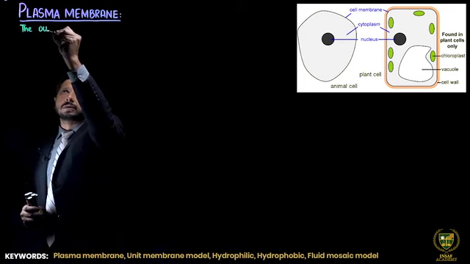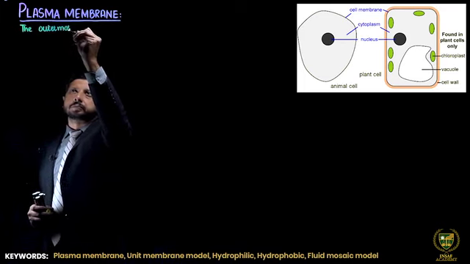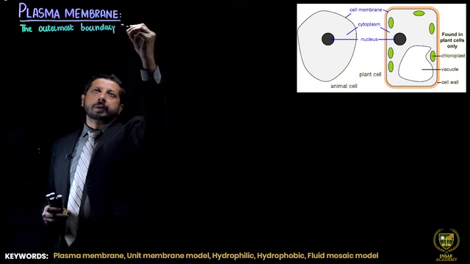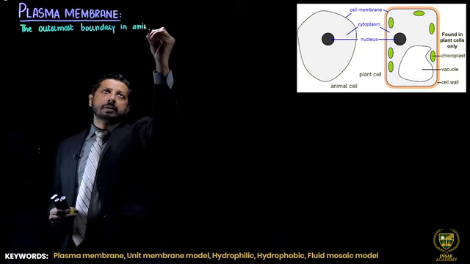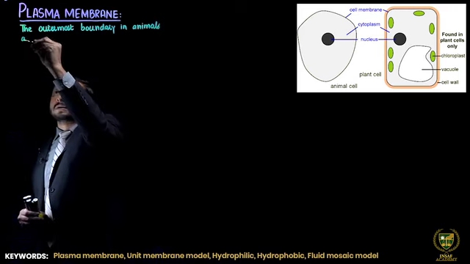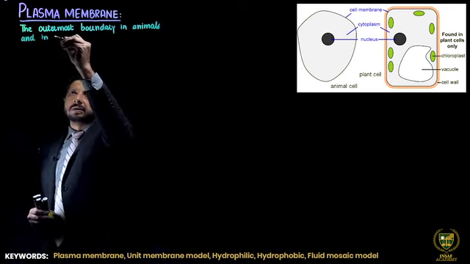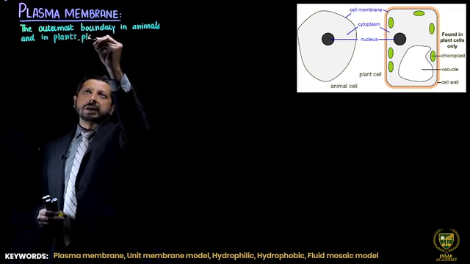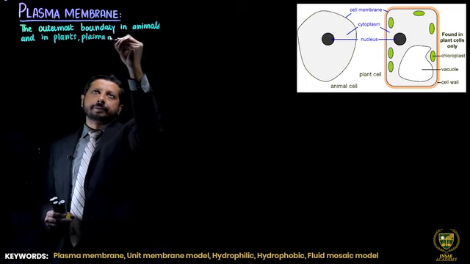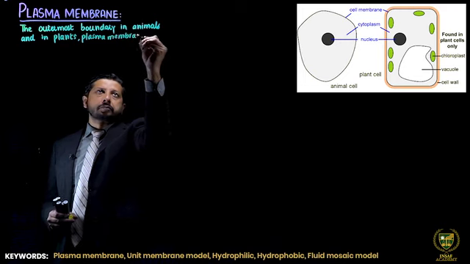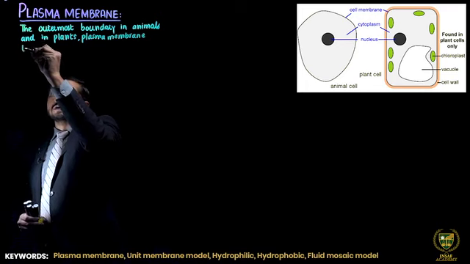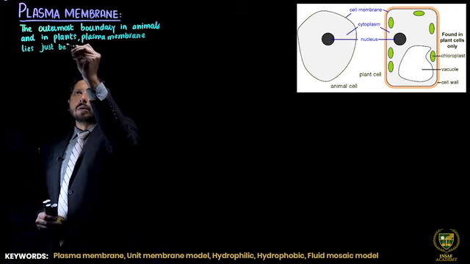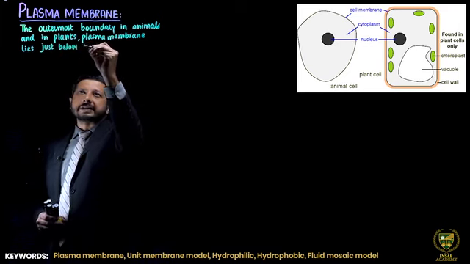The outermost boundary in animals and in plants, the plasma membrane lies just below the cell wall.